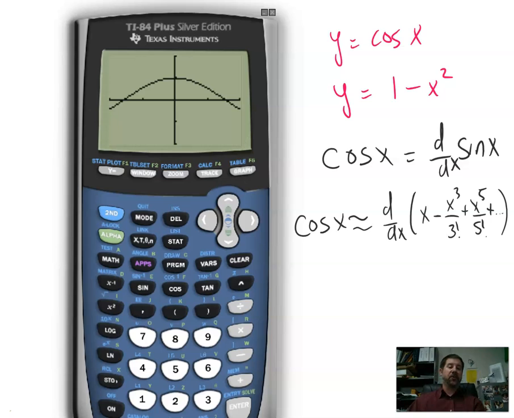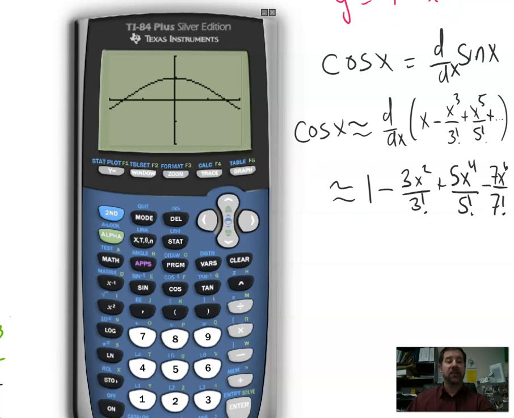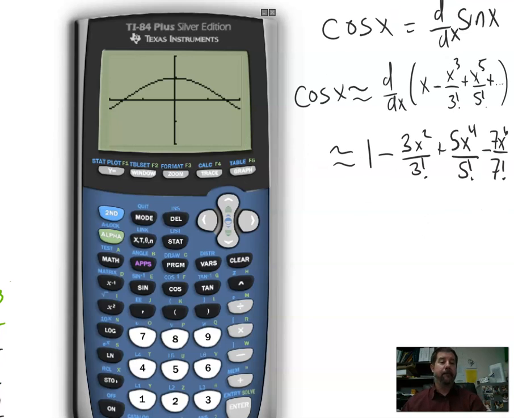What if I take the derivative of x minus x cubed over 3 factorial plus x to the 5th over 5 factorial? Will that be the same thing as cosine x? If we take the derivative of x, we get 1 minus 3x squared over 3 factorial plus 5x to the 4th over 5 factorial, adding one more term, minus 7x to the 6th over 7 factorial. And then I'm going to simplify my factorials here.